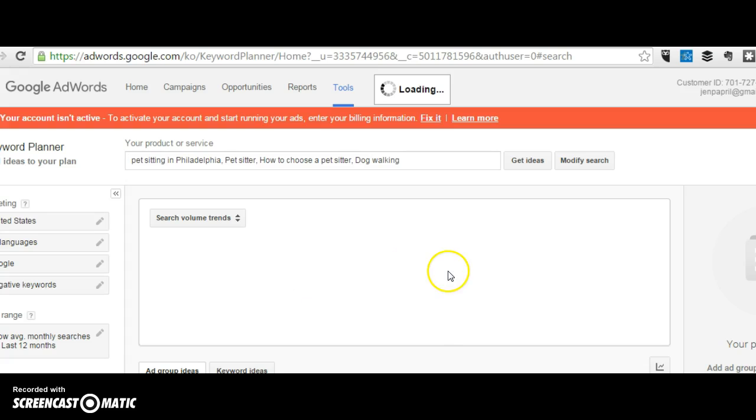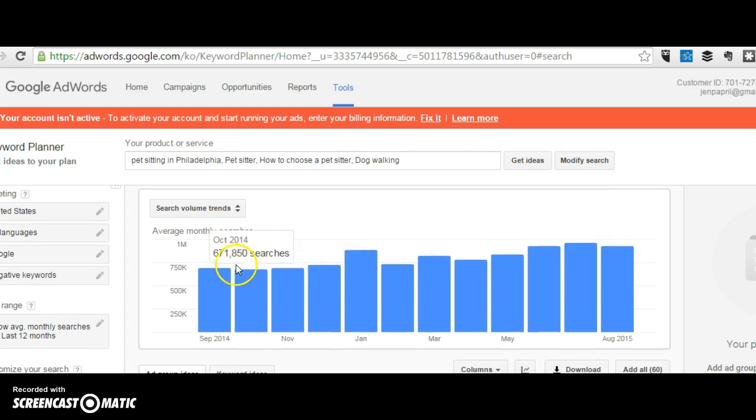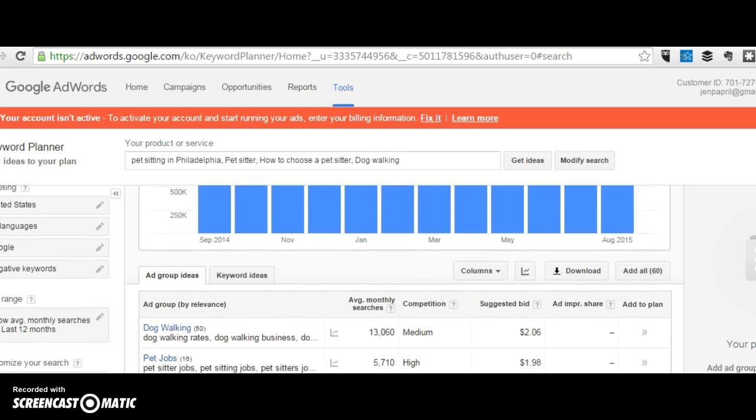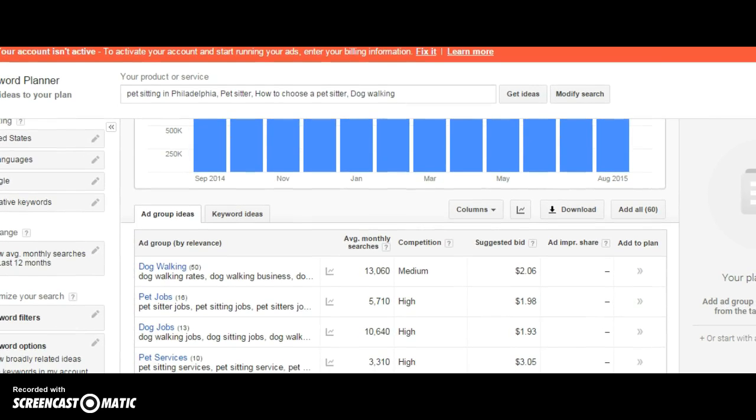So you'll give it a moment and you see this got the phrases that I put up here. And now I've got this graph chart. What this tells me is how many people each month are searching for these terms. And better yet, it tells me kind of what my competition is. So let's get this opened up a little bit more. You can see that dog walking has a ton of searches, 13,000 searches, and there's really not that much competition. It's considered a medium competition term for AdWords.